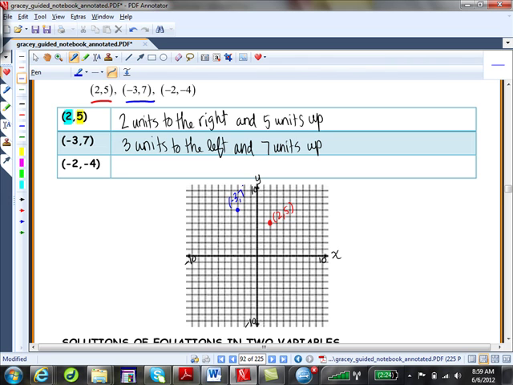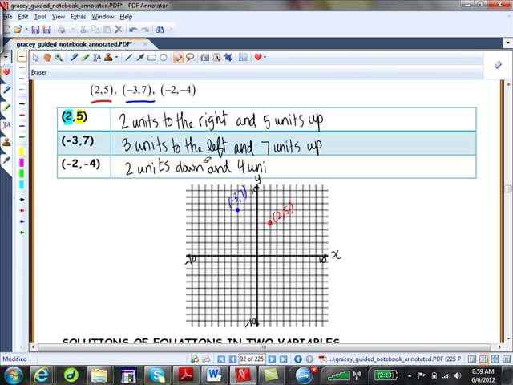Negative 3, 7. And finally, this is 2 units down and 4, I'll write it as a number, 4 units.